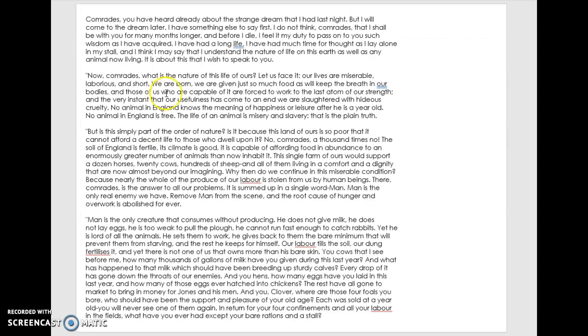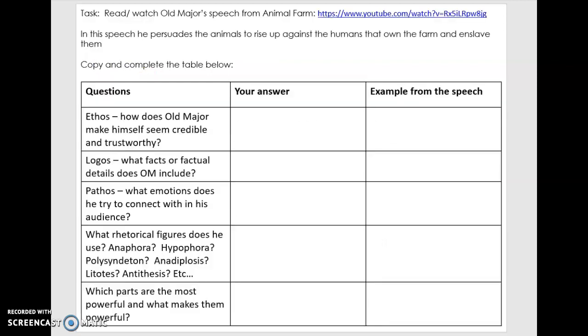How does Old Major make himself seem credible and trustworthy? Well, if I go to the speech, it says, "Comrades, you have heard already about the strange dream that I had last night. I feel it's my duty to pass on such wisdom as I've acquired. I have lived a long life. I have had much time." So we can see really clearly, can't we? The use of the word comrades immediately creates a bond with them, that he's equal to them, that he values them. He talks about his wisdom, the fact he's had a long life.